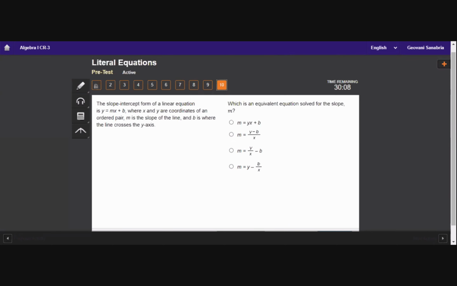But now I have to get the M alone, right? The M alone. So what do you do? So then I would divide by the X. So it'd be Y minus B divided by X equals M, or M equals that. Yep. There we go.